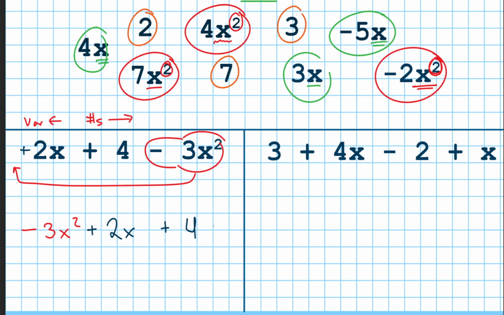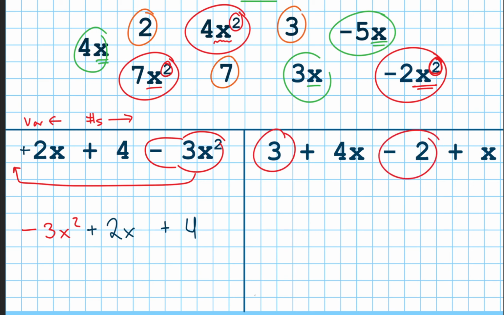Great, Mr. Grapp. I can reorder expressions, but what do you mean by organizing for better and easier success? Well, let's take a look at this next one over here. We've got 3 plus 4x minus 2 plus x. There are some like terms in here. In fact, let me circle them for you. 3 and 2, let's use red. 3 and 2, those are like terms, or 3 and negative 2, I should say.